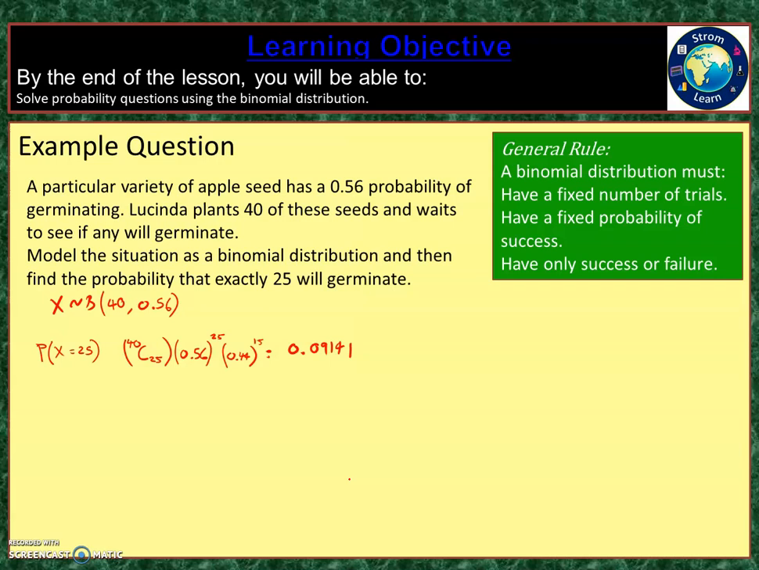Now, depending on the calculator you've got, you may have one that has a distributions function. And if it does have a binomial distribution function, you can probably find somewhere where you can type in the parameters of 40 and 0.56 as your values of n and p, and 25 is your value of x, and that will give you the probability without having to actually use the binomial expansion itself.